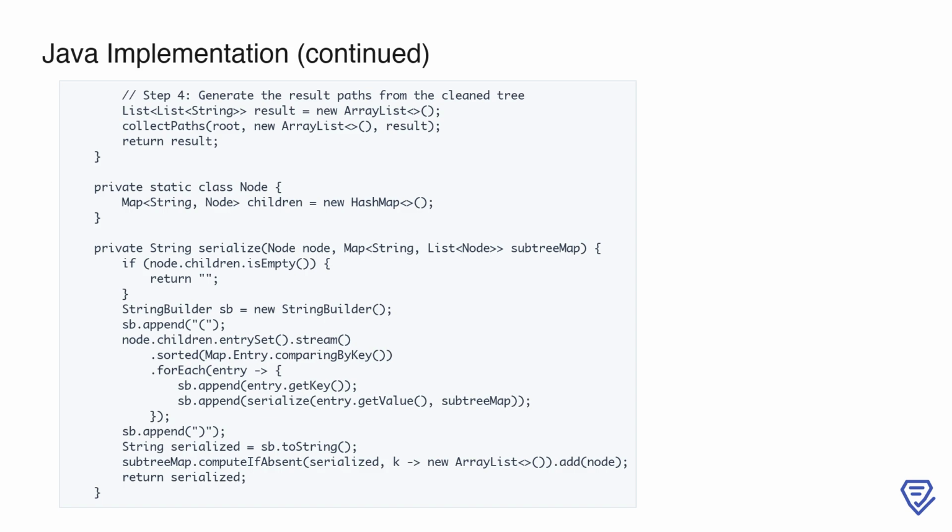The serialize method, used earlier to identify duplicates, recursively generates a string representation of each subtree. It ensures a consistent order by sorting the child nodes alphabetically, so the serialization is deterministic. Each serialized subtree is added to the subtree map, and any duplicate subtrees are identified and cleared. This combination of tree traversal and serialization ensures that all duplicate folders are effectively removed.